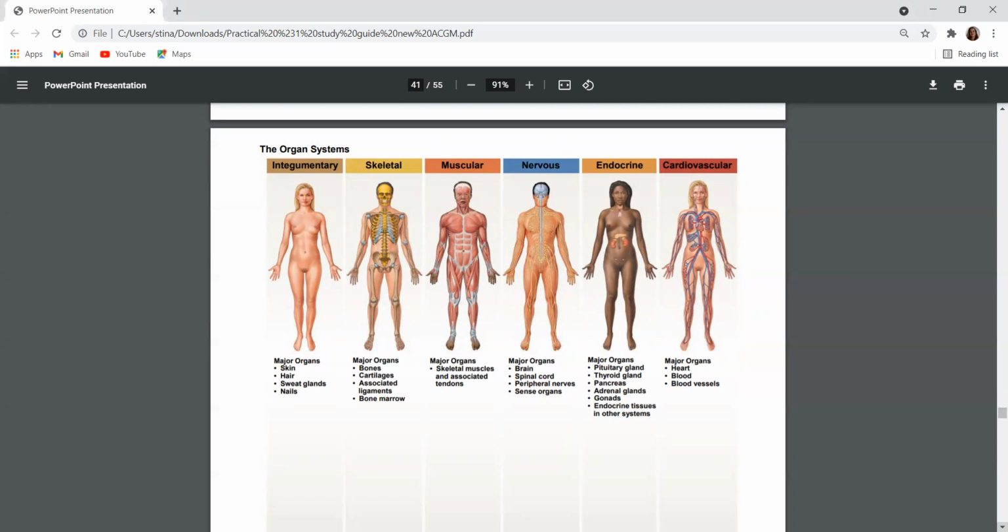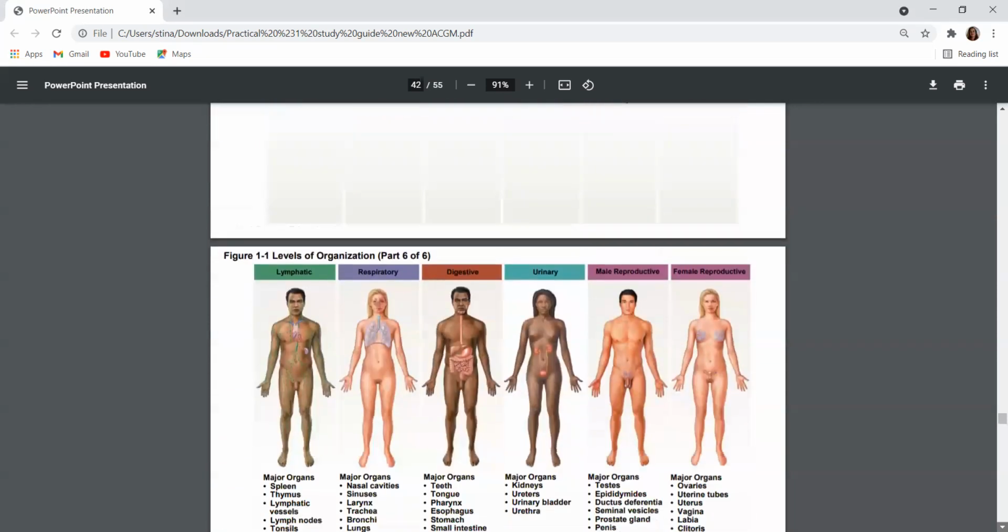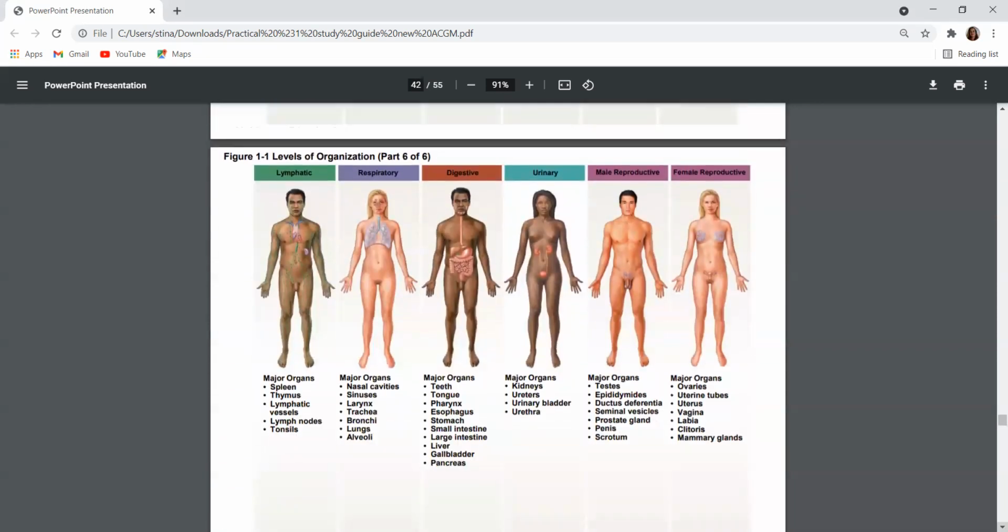Then you have your cardiovascular, which is also called your circulatory system. It's comprised of the heart, the blood, and the blood vessels. Then going down to the next page, you have the last of your organ systems listed here. You have your lymphatic system. Your lymphatic system is comprised of your spleen, your thymus, your lymphatic vessels, your lymph nodes, and your tonsils.